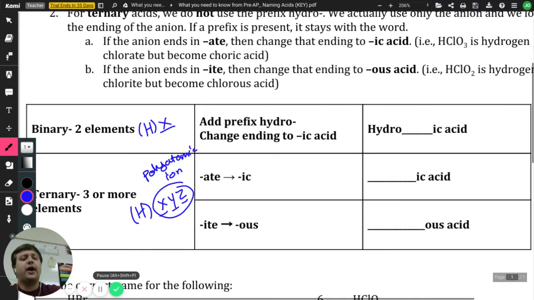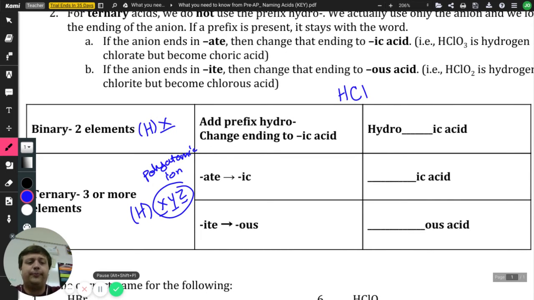Okay, well, if I've got a hydrogen, and it's attached to a chlorine, first off, I know this is binary, right? There's a hydrogen, one element, and a chlorine, another element. Two elements, binary, okay? So since it's binary, I'm going to follow my binary naming rules. So I start with hydro, because all binary acids start with a hydro.